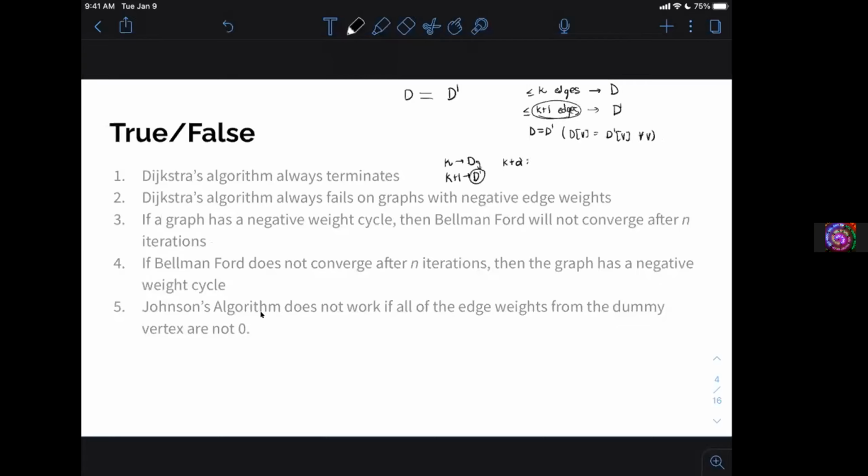So if it's not shorter, is it already converged then? Yeah. If none of the distances change, you've already found the shortest possible paths. Because your distances can only decrease, right? Because you're always taking the minimum. Okay, thanks. Is that okay?